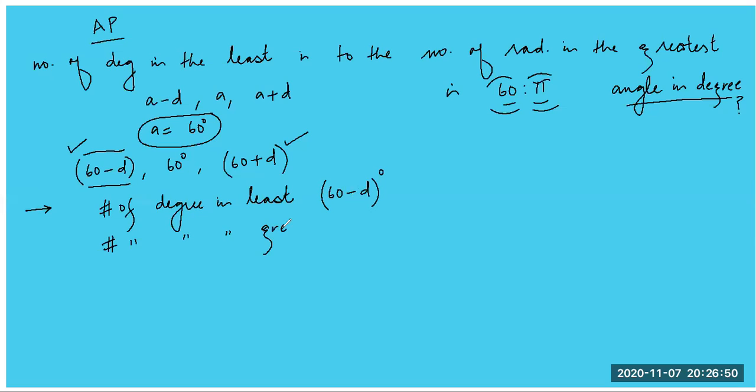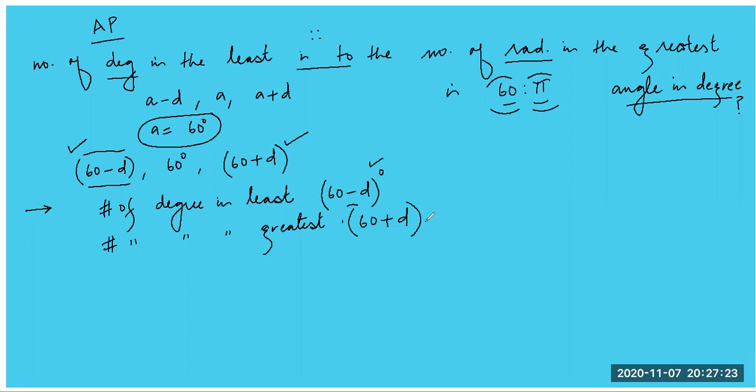60 plus D. But he has given the ratio not in terms of degree. He has given the ratio. One ratio is a very interesting number of degree is 2. Other is number of radians in the greatest angle. So what we have to do? We have to convert degree into radian. Which one? This one or this one?